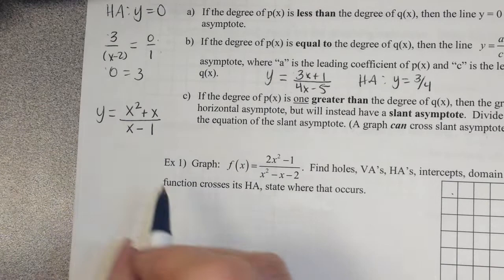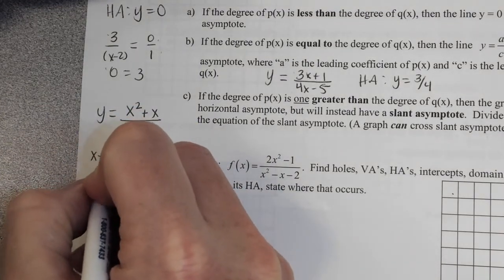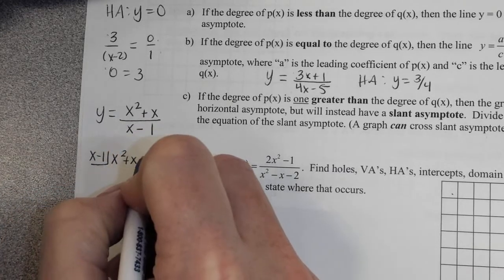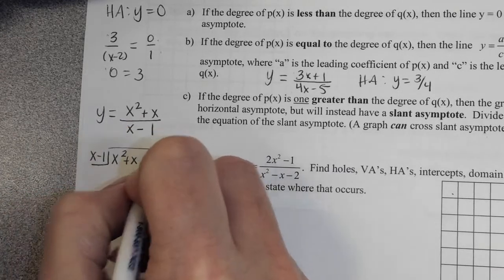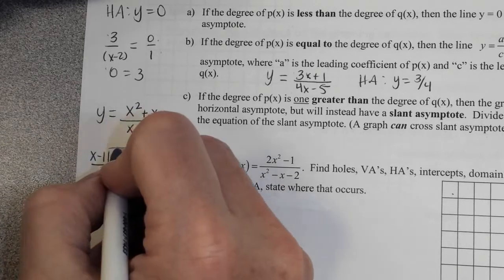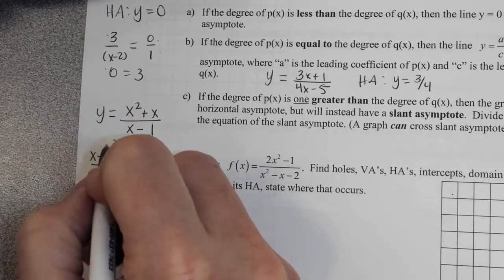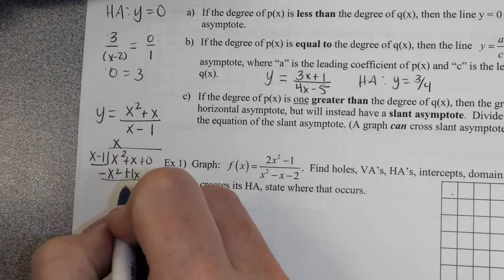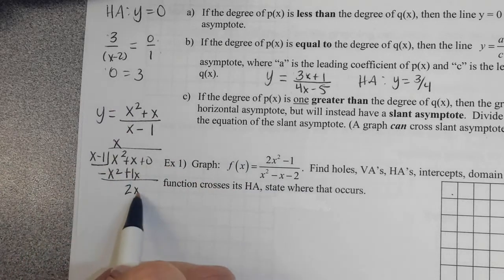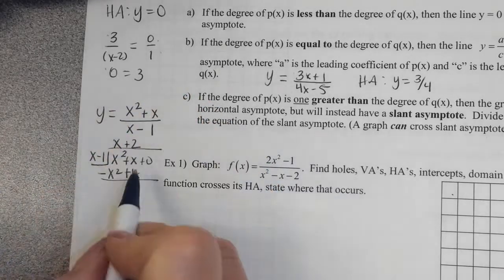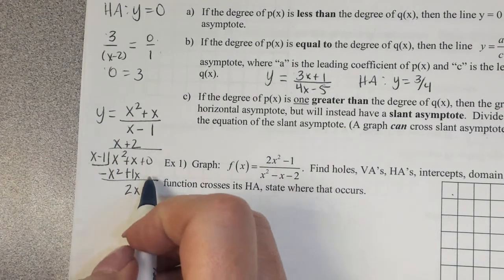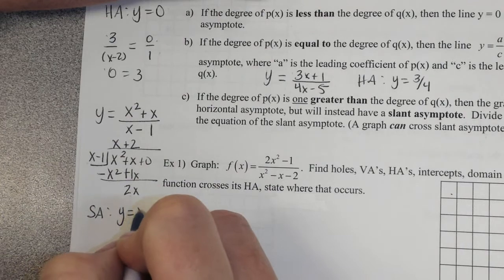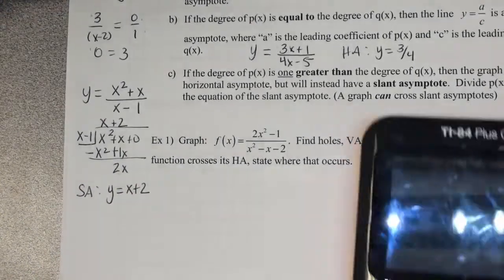If I want to find the equation of that slant asymptote, I do x minus 1, and I'm going to divide it into x squared plus x plus 0, basically. So when I divide this, x squared divided by x is x, times x is x squared, x times -1 is -1x. I'm going to subtract by changing the signs and add. 2x divided by x is 2. Okay, I can stop now. That's going to be my slant asymptote. So this would have a slant asymptote of y equals x plus 2.